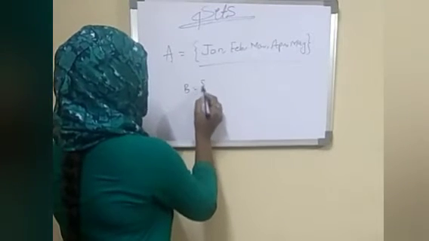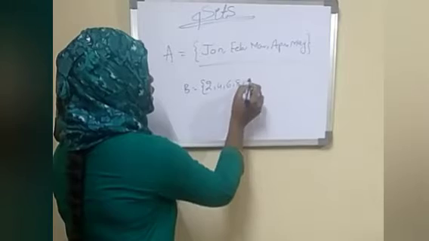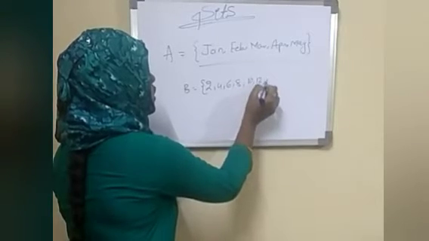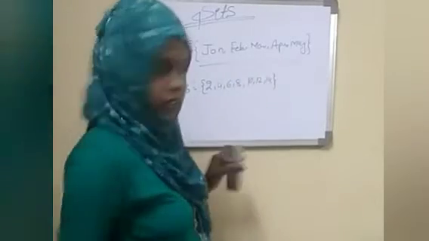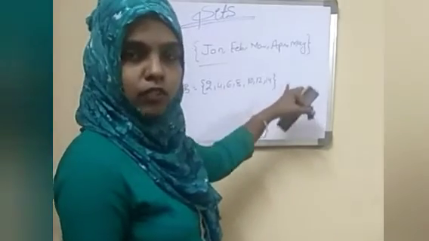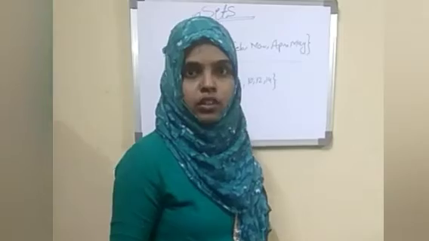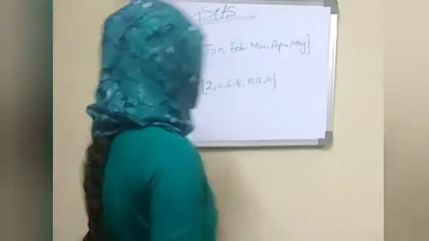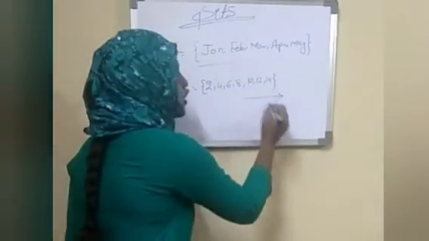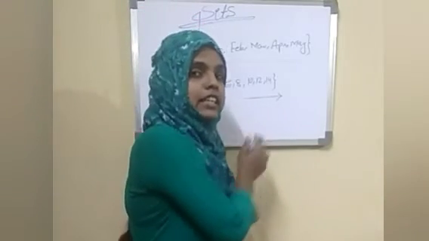B: 2, 4, 6, 8, 10, 12, and 14. Here, 2, 4, 6, 8, 10, 12, 14. These all are divisible by 2. What are they? They are all divisible by 2, and this is the condition applying on set B.